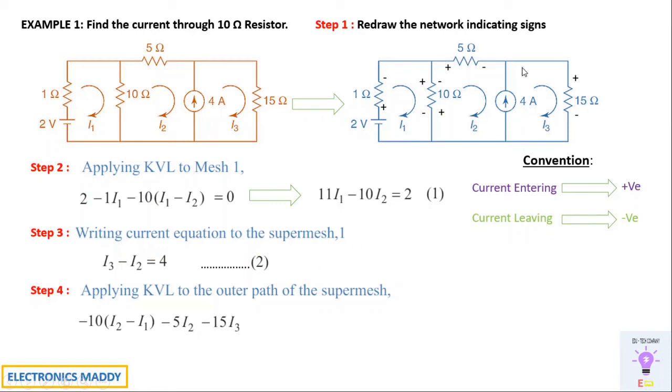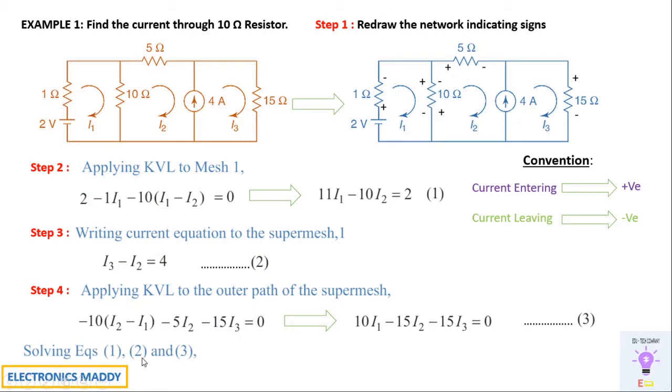Next, if you observe, this is the outermost loop, isn't it? We'll be continuing through this portion. Again, you have minus 15 into I3, because the current is leaving at the negative terminal, and the current flowing through the 15 ohm resistor is I3. This is equated to 0 because the algebraic sum of EMFs in a closed loop is equal to 0. We'll further simplify this and you will get this particular equation. We'll label this as equation 3.